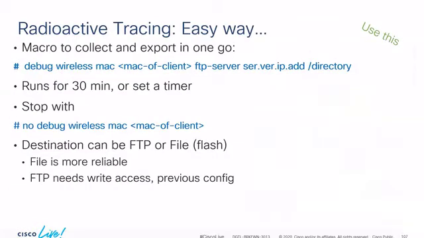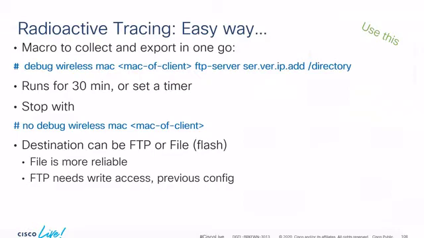How do we make it simple? There is an inbuilt tickle script on the 9800 that actually does some of these functions for you. In that macro, you simply have to provide the MAC address or the IP address of interest by using the debug wireless MAC or debug wireless IP command. And once you do, you can also specify how long it should run for. If you want to limit it to 10 minutes, you can do so. And you can provide the destination for the output file.